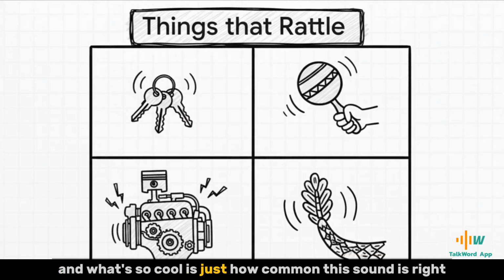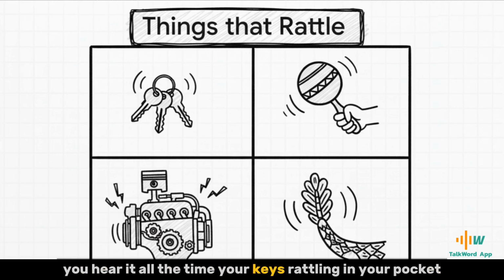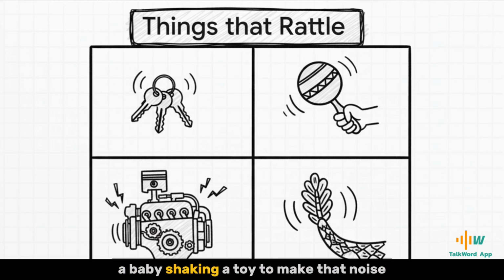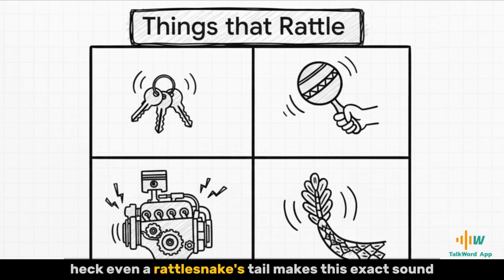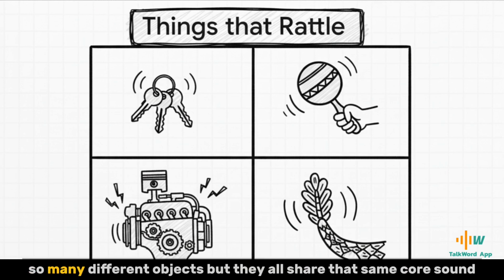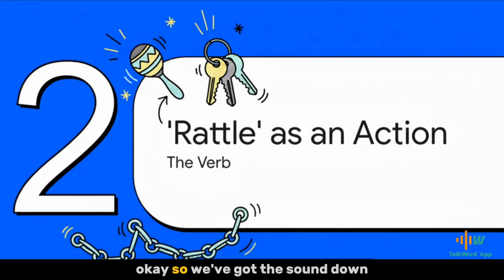And what's so cool is just how common this sound is, right? You hear it all the time. Your keys rattling in your pocket, a baby shaking a toy to make that noise, or that mysterious rattle coming from an old car's engine. Heck, even a rattlesnake's tail makes this exact sound. So many different objects, but they all share that same core sound. Okay, so we've got the sound down. Now let's see how we can build on that.